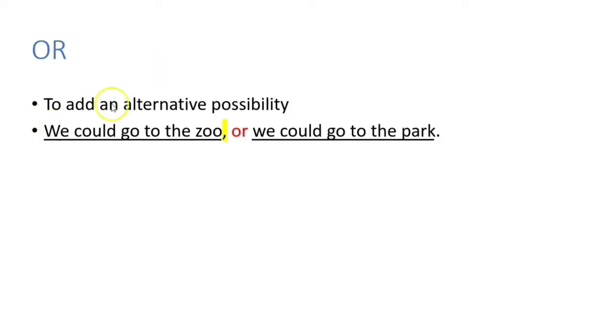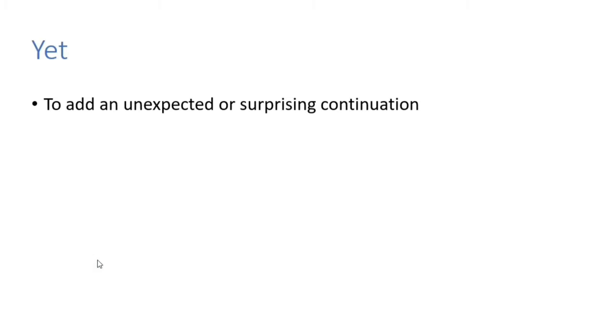We use or to add an alternative possibility. نستعمل or لحتى نضيف احتمال بديل. مثلا, we could go to the zoo or we could go to the park. This is the first possibility and this is the second possibility. كأنه عم نزيد احتمال تاني. We could go to the zoo. فينا نروح على zoo أو فينا نروح على البارك. هذا احتمال بديل.